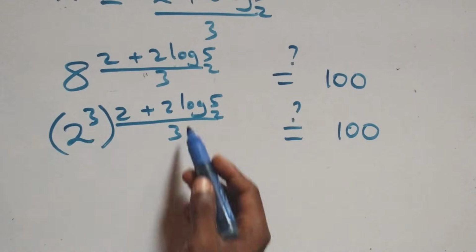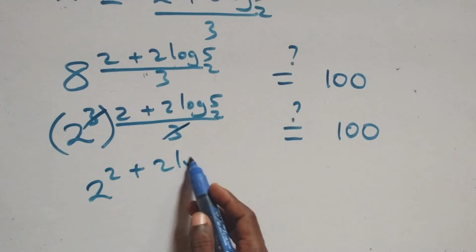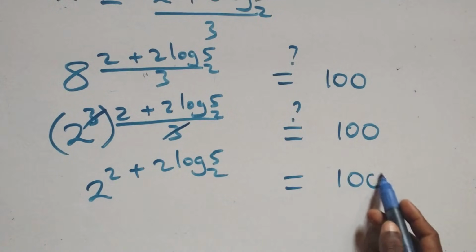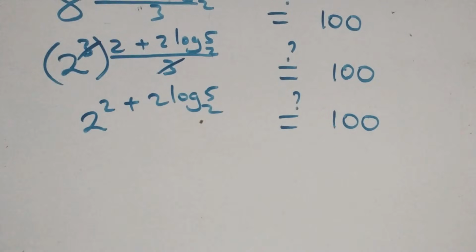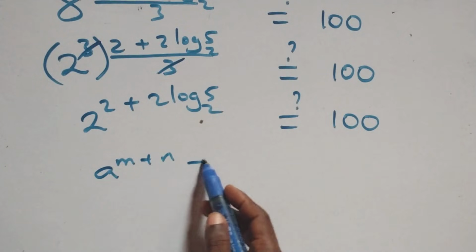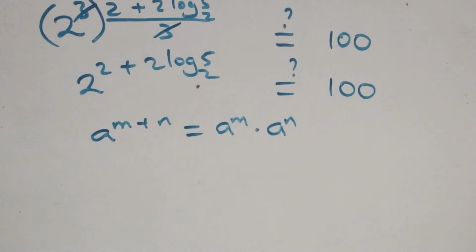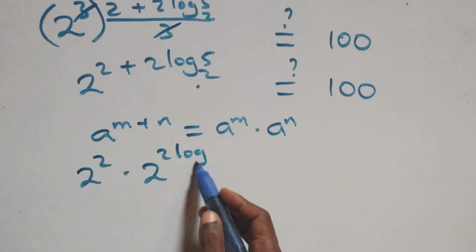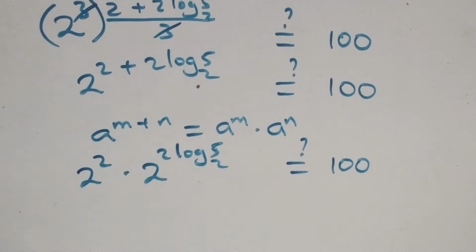Here, this power multiplies. 3 here cancel each other. We have 2 raised to power 2 plus 2 log 5 base 2. Is it equal to 100 on this side? Then, next step here. This follows the law of indices. When we have a raised to power m plus n, this is the same thing as a raised to power m times a raised to power n. As this, here we have 2 squared times 2 raised to power 2 log 5 base 2. This equals 100 on this side.